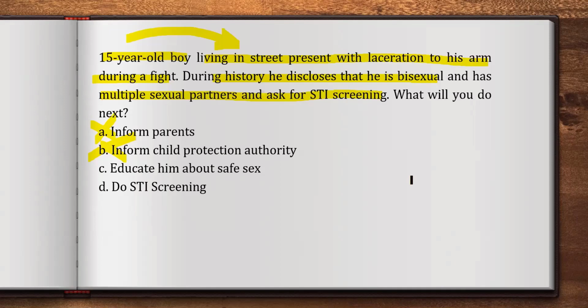So in AMC, always explanation, education, or talking with the patient mainly is always a good option to choose. And there is also the question: are you going to do STI screening for this patient or not? That's the question.